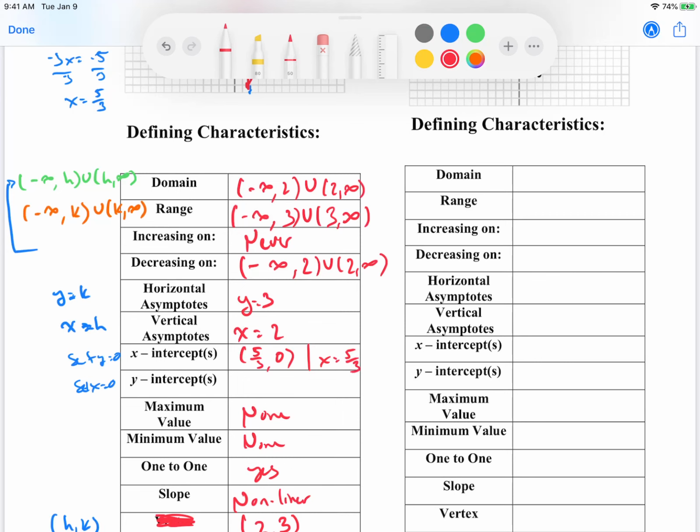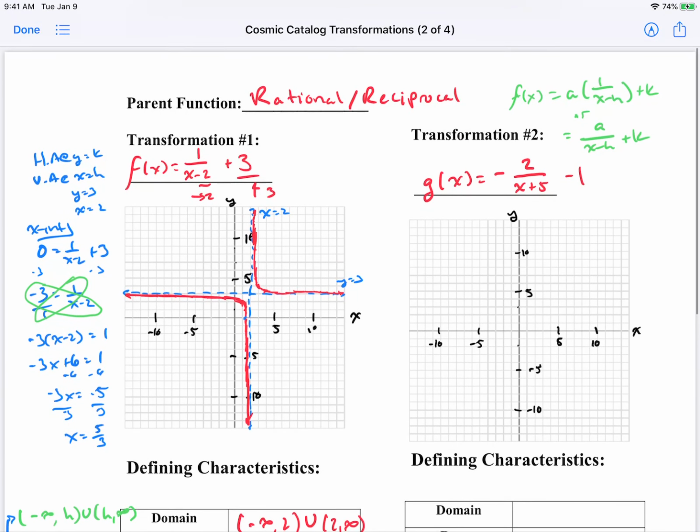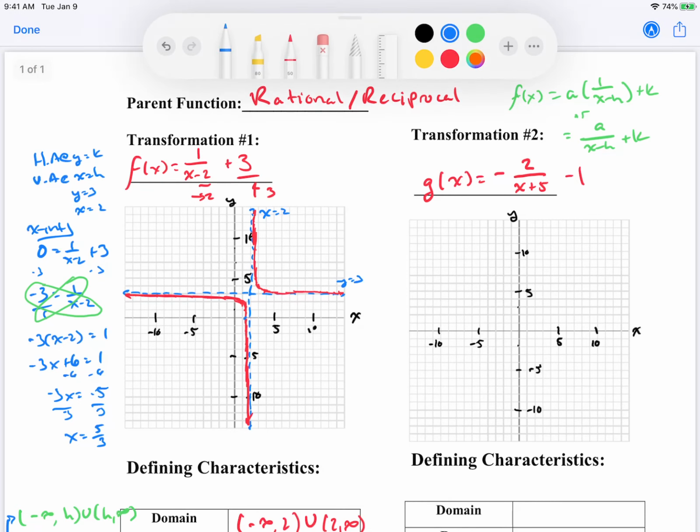Now for the y-intercept, this one's not going to be quite as easy as it has been in the past. For y-intercepts, I'm going to do the same thing as I did before. I'm going to set x equal to 0. And I should get y is equal to 1 over 0 minus 2 plus 3, which is going to be y is equal to 1 over negative 2 plus 3.